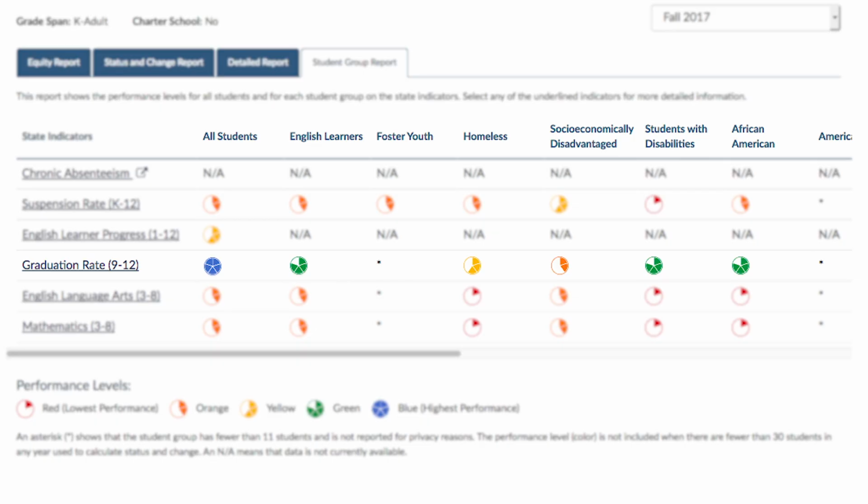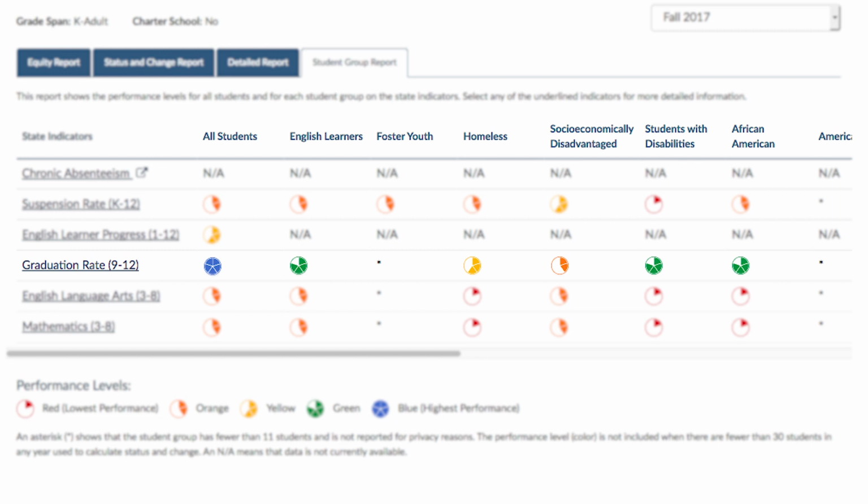Each row represents performance levels for a specific state indicator for each student group. To find instances where a specific student group has performed 2 or more levels below the all student performance level, look at the performance level of all students in the left-hand column for a specific state indicator. Next, look along each row for any performance levels that are 2 or more below the performance of all students. For example, look at the graduation rate row.